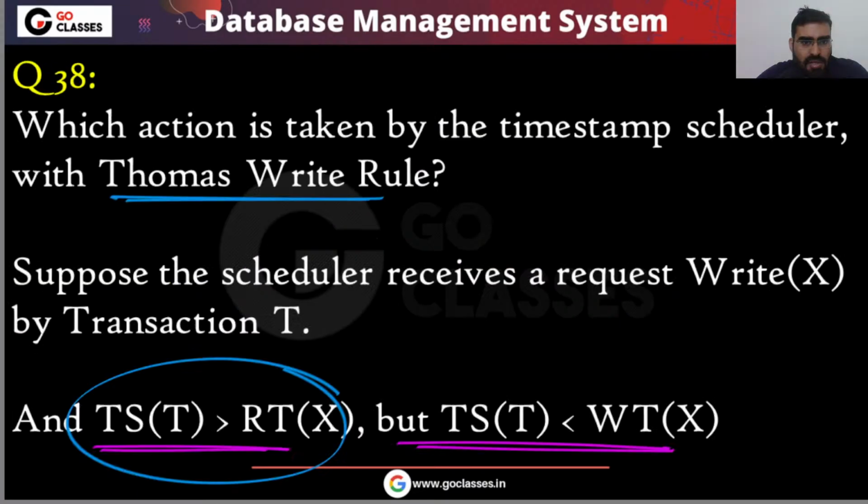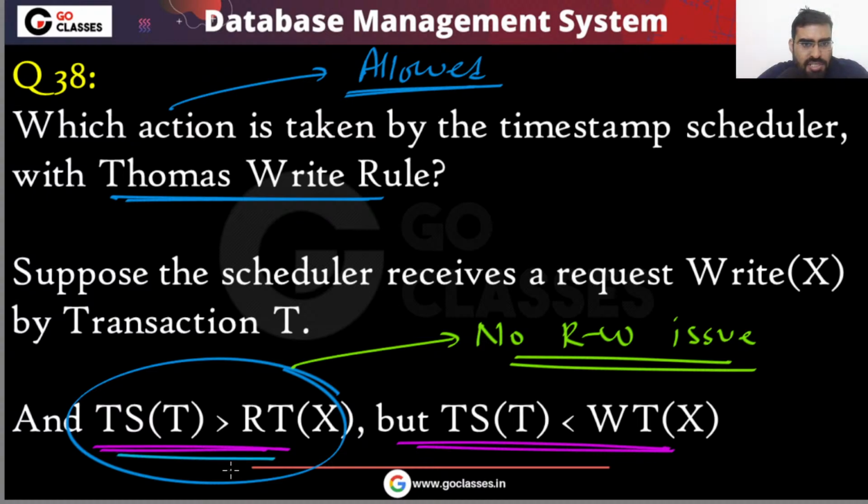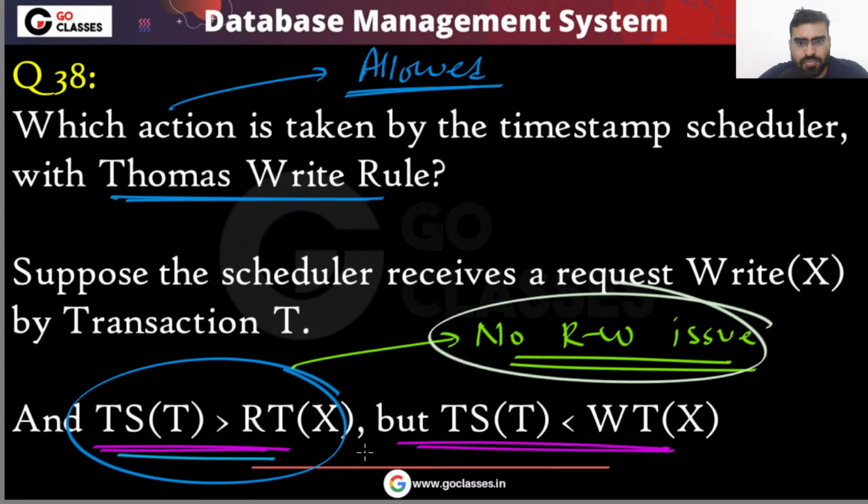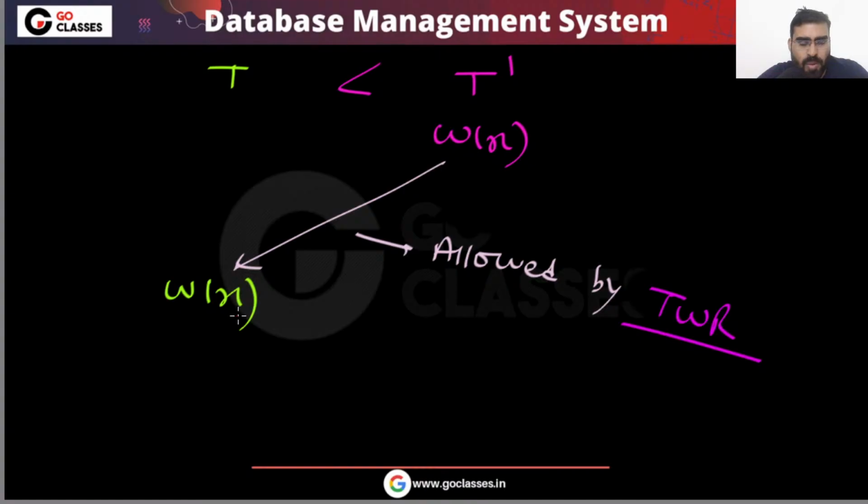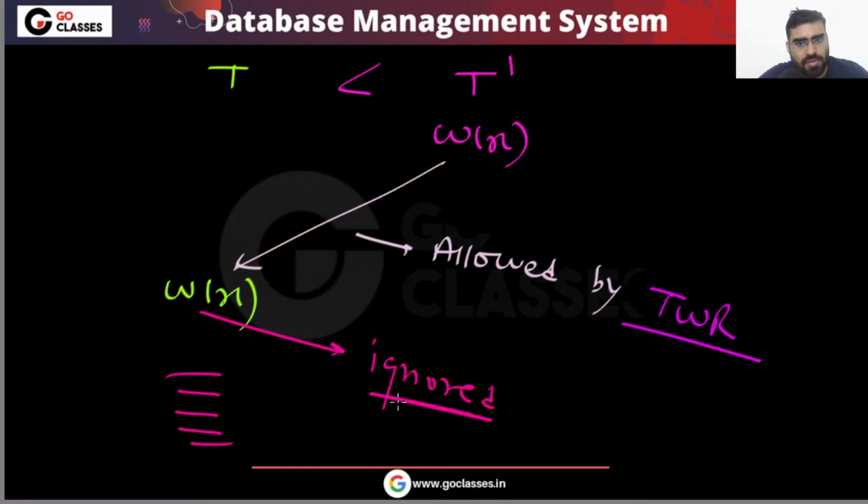Okay, is this clear? Read the question. The question is saying that there is no issue with the read operation. Your transaction T timestamp is already greater than read timestamp of X. So there is no issue here. No read-write issue. But there is an issue with write operation. So that is allowed. There is no problem. So this will be ignored, and you can do the computation.